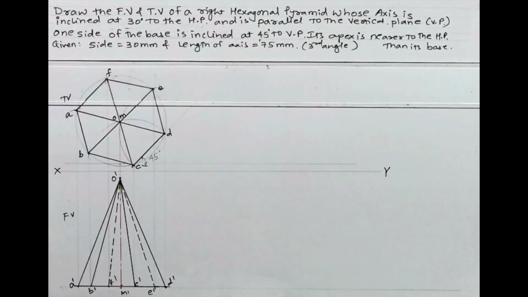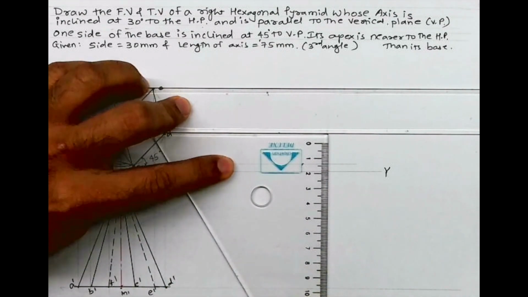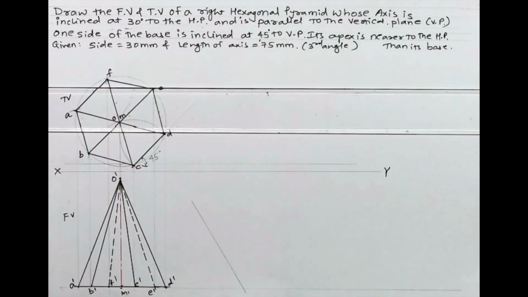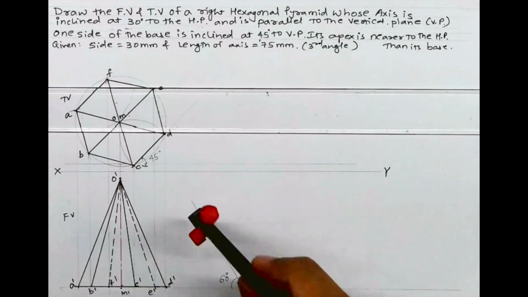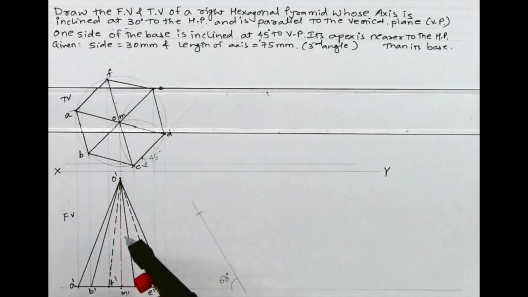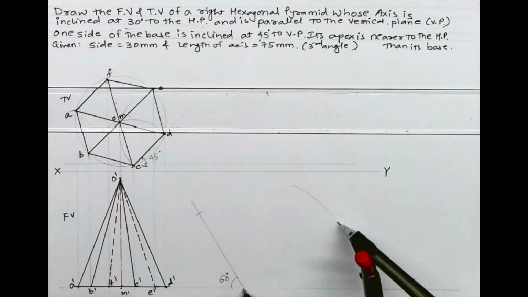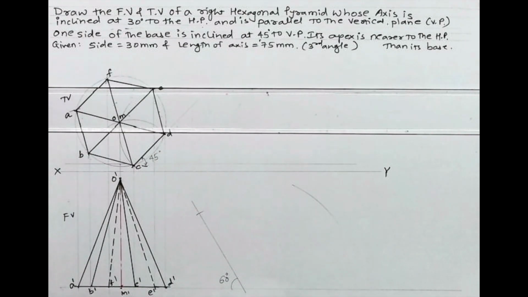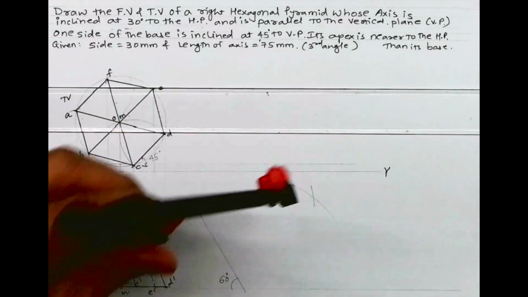Now axis inclined at 30 degree to HP. So I'll draw 60 degree. Always remember, whenever they say axis inclined, we'll draw the base inclination. Over here we'll take 60 degree. We'll take this distance D dash to A dash and we'll cut from here. Then again we'll take D dash to O dash and from here we'll cut on this side, and from A dash to O dash, that will cut from here. So we'll get a triangle.